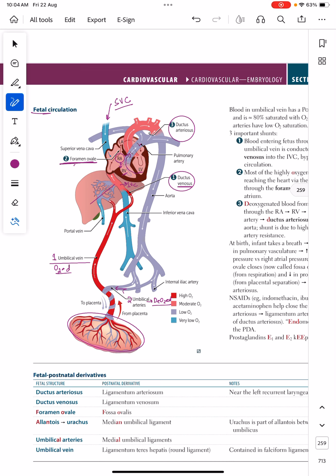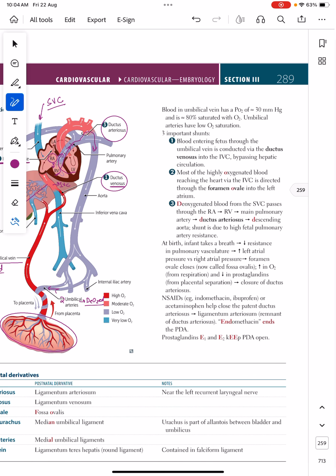And if some blood from the superior vena cava reaches the right atrium and then the right ventricle, and then leaves through the pulmonary trunk, even that leaves through the ductus arteriosus into the aorta. So that way the blood keeps on circulating.